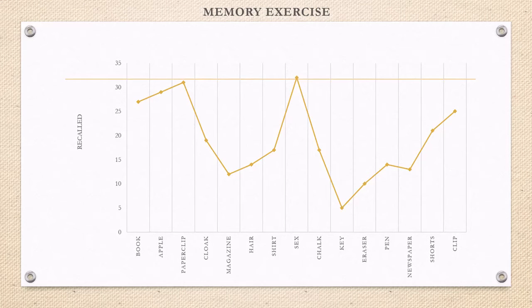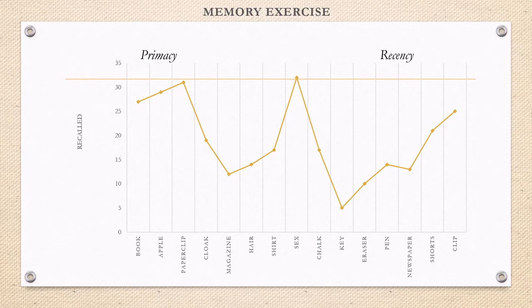Here is a graph from a group of students that did this exercise in the past. As you can see, there's a pattern here. There's a high level of recall for the words at the beginning, for one in the middle, and for ones at the end. This is a very typical effect, or a set of effects, for memory recall.